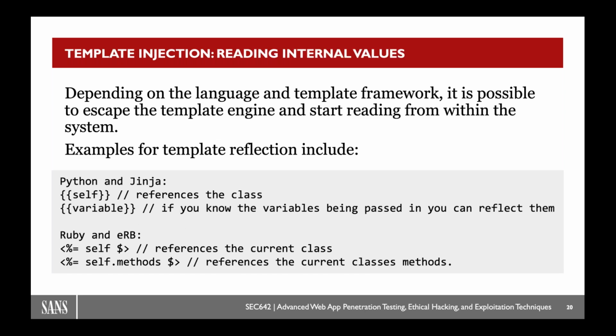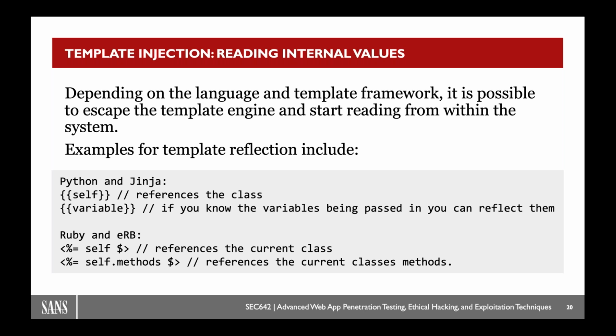So now let's switch gears here for a minute. Now we have found a Jinja string escaping area. How can we take what we found and start to go further with it? So the first thing I'm going to talk about is classes and reading internal values.